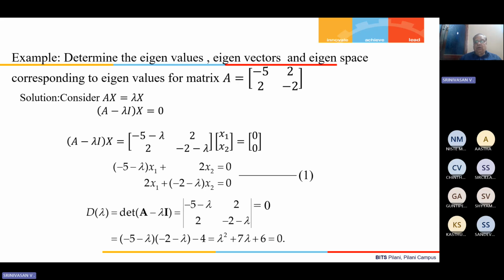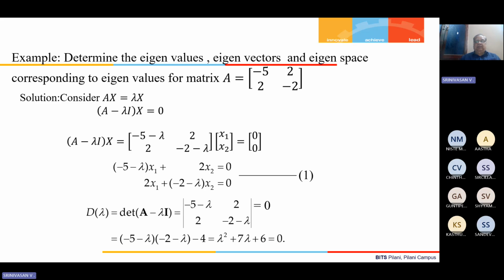Now you know how to expand a determinant. This is very simple, 2 by 2. You first multiply the principal diagonal elements: minus 5 minus lambda into minus 2 minus lambda, minus the product of the secondary diagonal elements, minus 4 minus 2 into 2, that is 4. This is how you expand a 2 by 2 determinant. Now you have to simplify this.